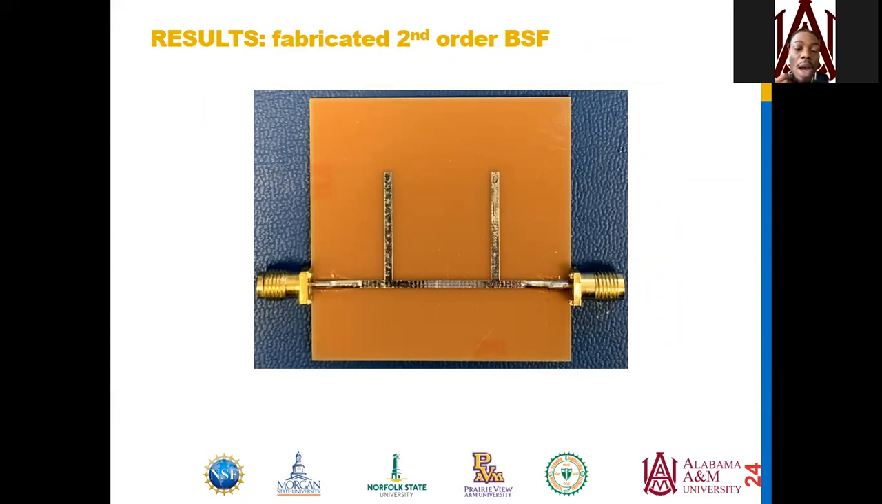Okay, here we have our fabricated second order bandstop filter. Like the first image, it's just a real image. We have our 2 open stubs. Both are still a quarter of a wavelength apart. And at the bottom, we have our input 1 on the left and our output 2 on the right. Next slide, please.